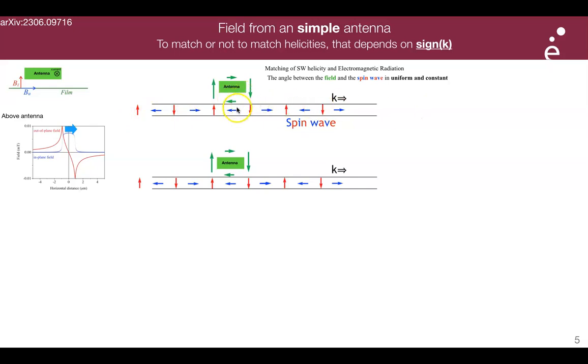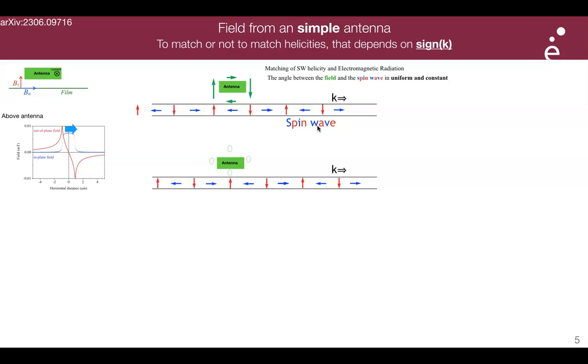And here I've chosen a situation where I take a snapshot of the magnetization of the spin wave at some time, and I've taken a snapshot at a time when the RF field of the antenna, here in green, is parallel to the dynamic magnetization of the spin wave everywhere in space. And this is for a positive wave vector. So at this specific time, the angle between the RF field and the dynamic magnetization is uniform in space.